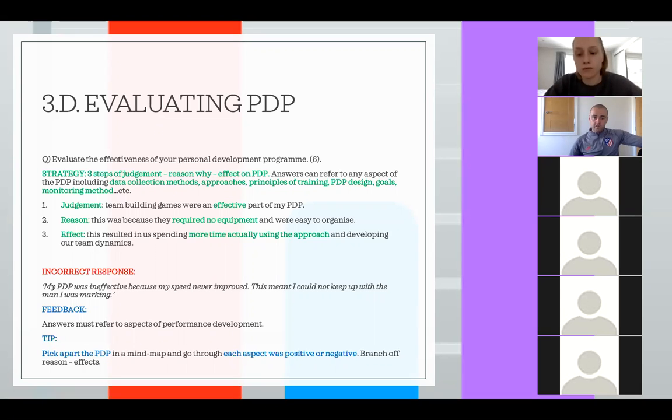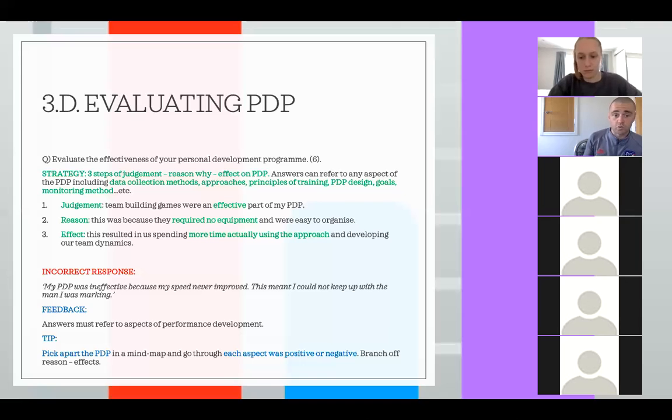So, strategy, three steps. Sentence one, give a judgment. When I teach this, I'll stress the word value within evaluate. I use my communication skills there. I'll pause on value to stress that they need to give a value, a judgment, in sentence one. So, sentence one: team building games were an effective part of my PDP. Good. You've given me a judgment, it was effective. It was effective or ineffective, good or bad, strong, weak, benefit, limitation, whatever you want, as long as it's a judgment.